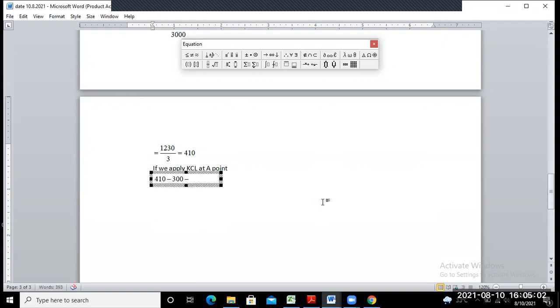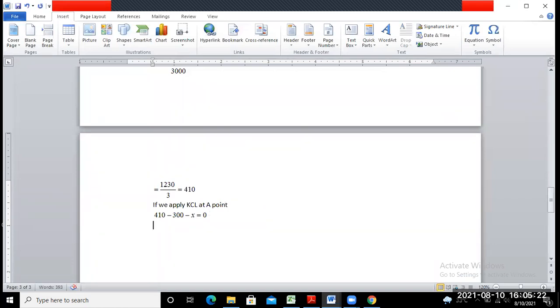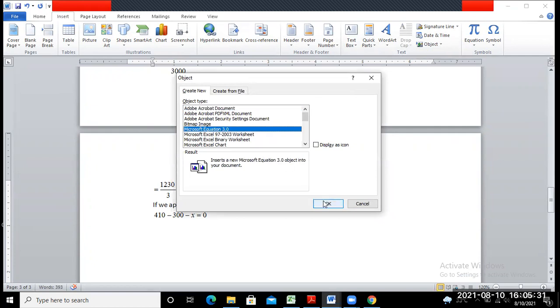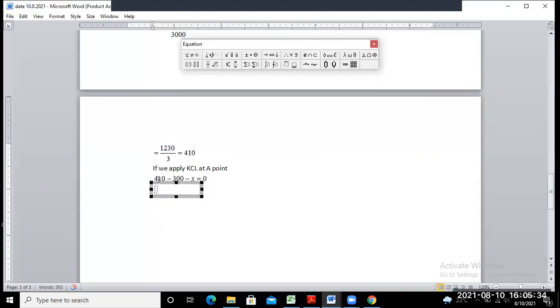And some other amount of current that is flowing through the downward, the below winding, is considered X, and the sum is equal to 0. If you solve this equation, you will get the value of X. So you can write 410 minus 300, that means 110, minus X equal to 0.